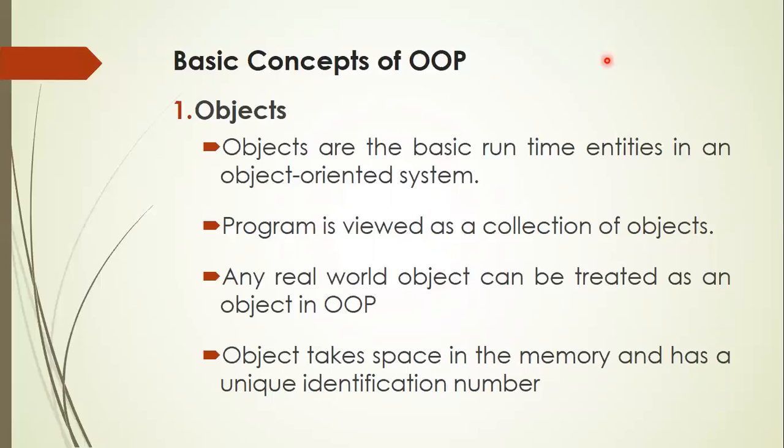Every object takes space in memory. Just like a variable, every object in an object-oriented program takes some space. And every object has a unique number called the object ID.